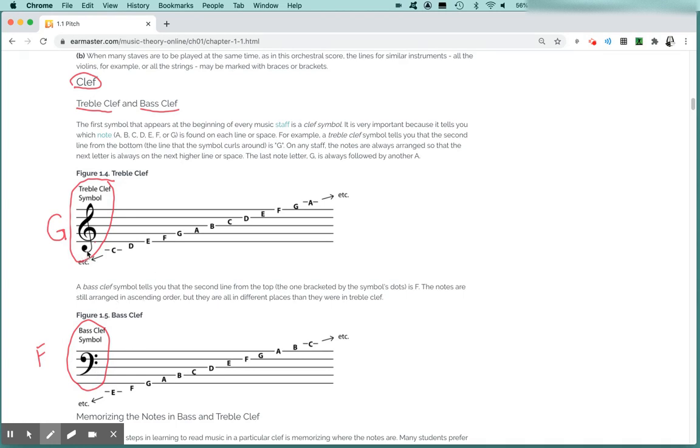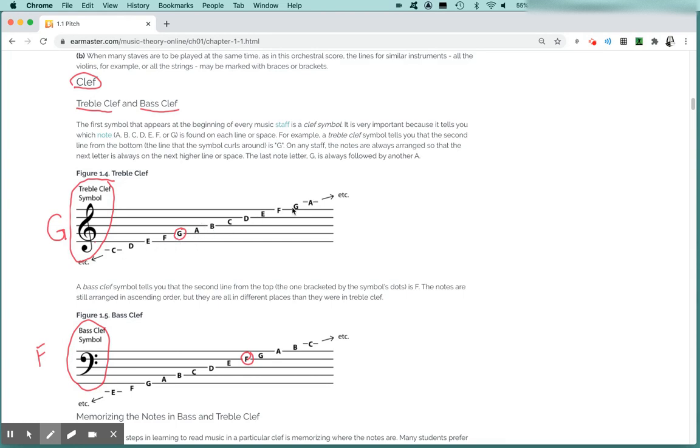Good news. G is almost always in Western music going to be that line right there. See? G. Says so. F is always going to be this line right here. See there? Says so.